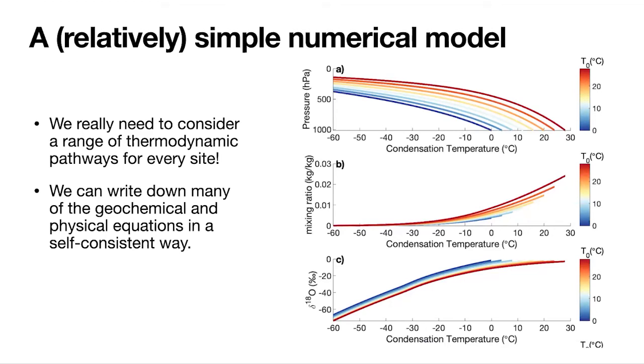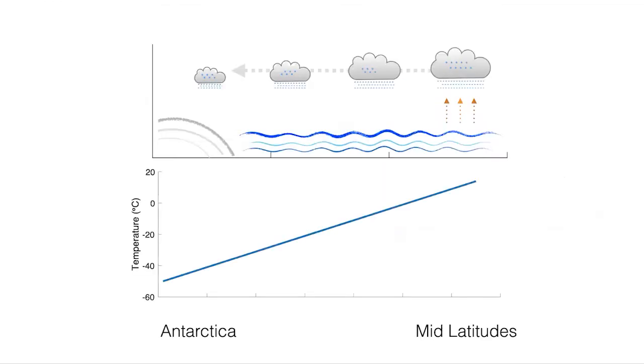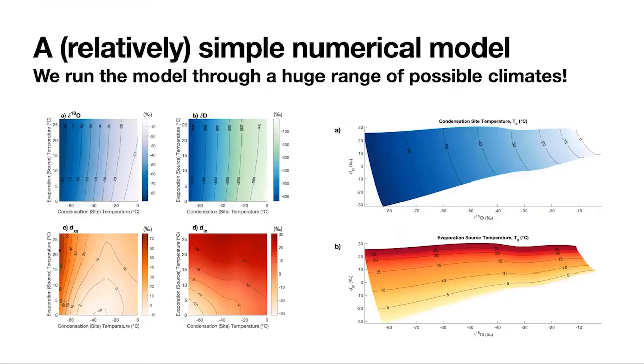And what we're going to do next is take this model and run it through a huge possible climate space. So the way to think about this is we're going to take our initial temperature gradient and warm up the initial evaporation temperature a little bit and run the model again. And then we're going to cool down the condensation site final temperature a little bit, and run the model again. We're going to vary this over and over again, creating a whole possible space of different temperature gradients through which water can be distilled. And the result of that is going to be a bunch of maps.